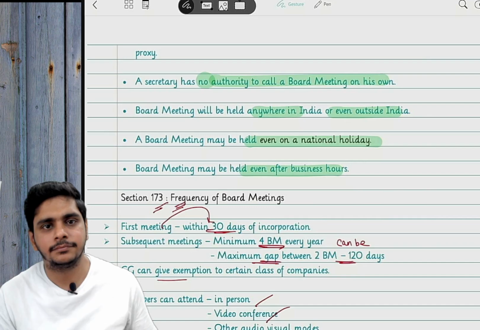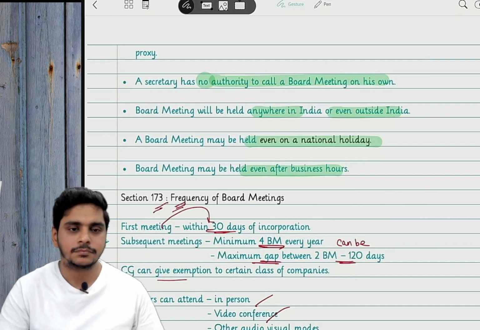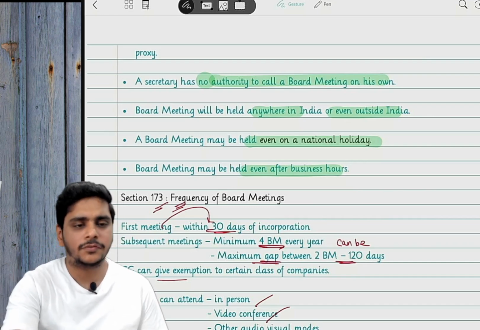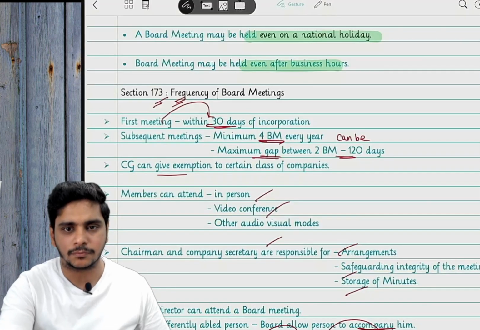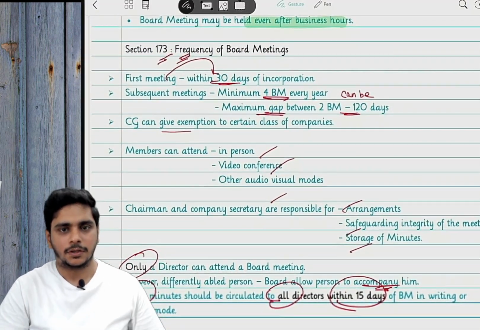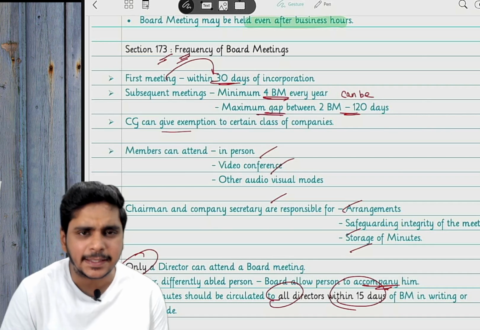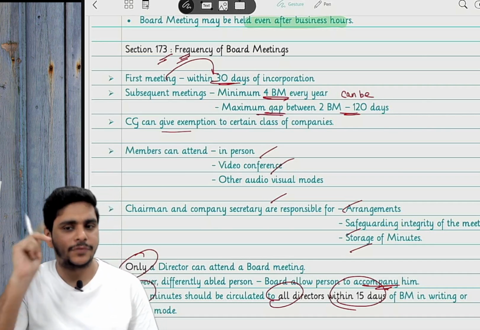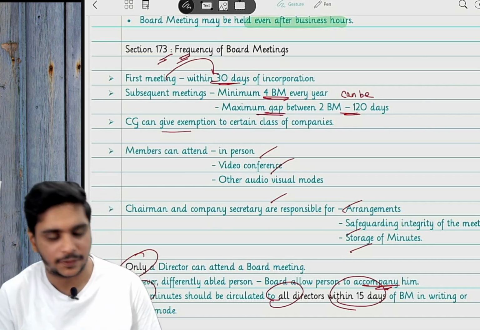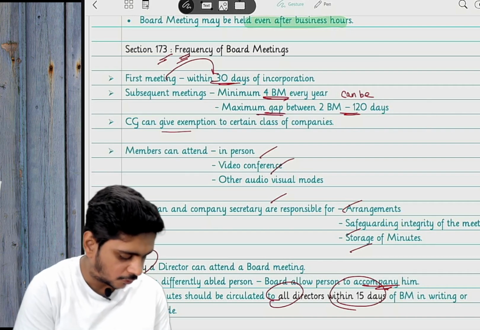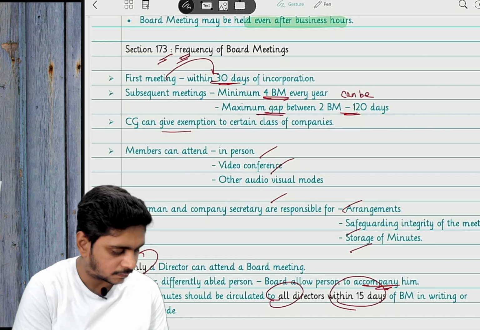Done? Cool. So we have done one more section. It's section 174 that talks about your quorum. Now we move on to section 173. We call this 173 frequency: frequency of the board meeting.